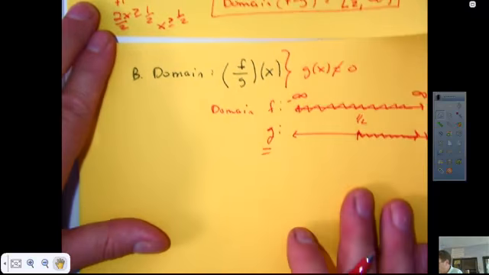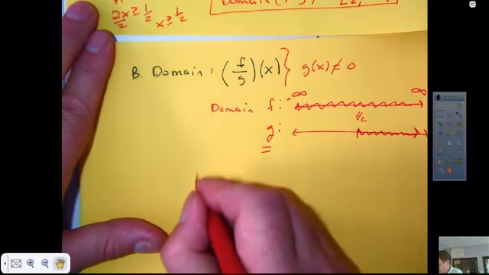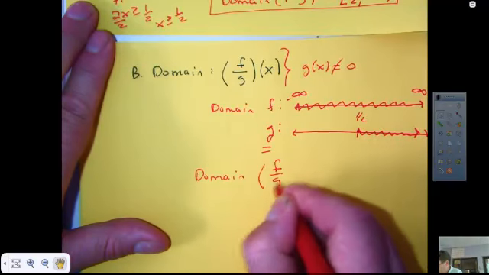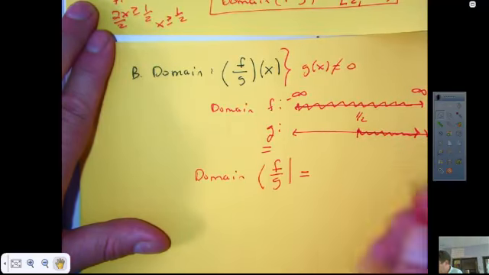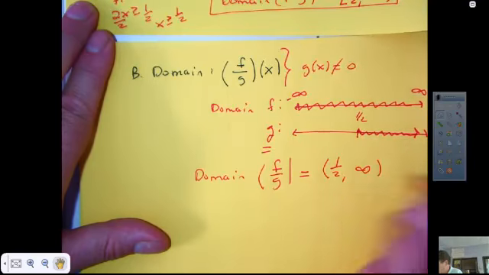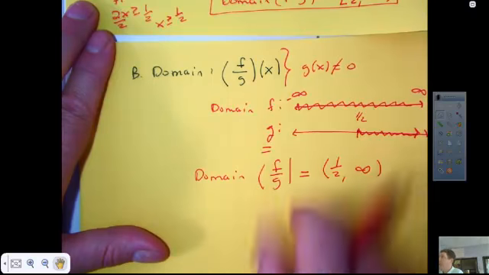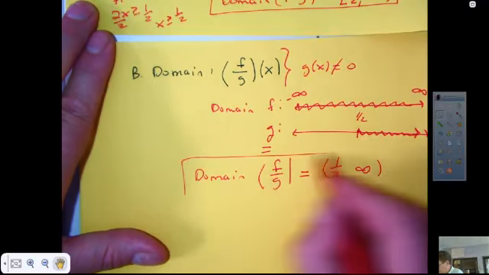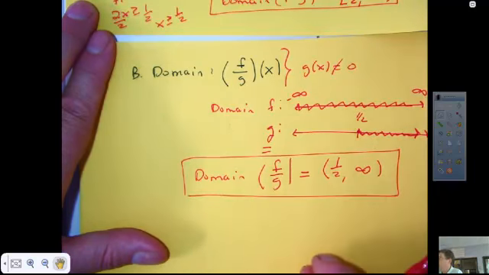So when I write my answer, the domain of f divided by g, what would it be? Open bracket. I cannot include the half because a half makes g of x 0. So the only difference on this one is that you can't include the half from dividing.